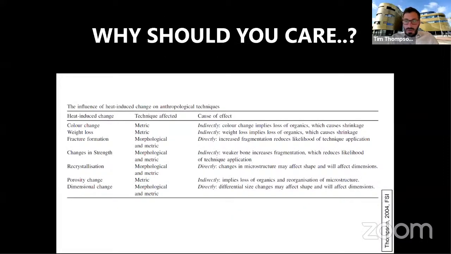Now, why should we care? Who cares about burnt bone? Why should we care about heat-induced change? Well, very simply, because every one of those primary and secondary level changes that we've just had a look at will cause an impact on our ability to accurately create an osteoprofile of a skeleton that's gone through a period of burning. So all of our methods, our metric and our morphological methods that we might want to use, some of our biomolecular methods as well, will all be impacted by heat-induced change. So we can't ignore it, because whenever we do an osteoprofile on burnt bone, we are introducing inaccuracies in a way that we wouldn't if the bone was unburnt.